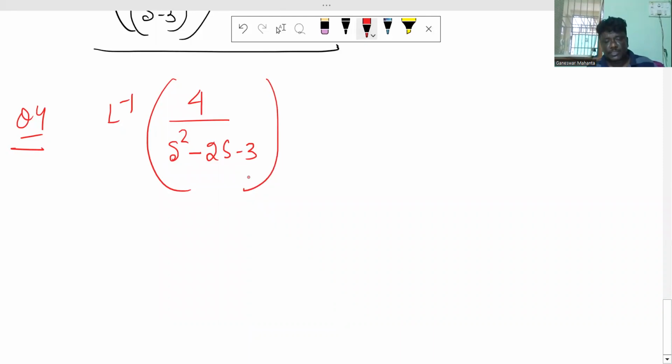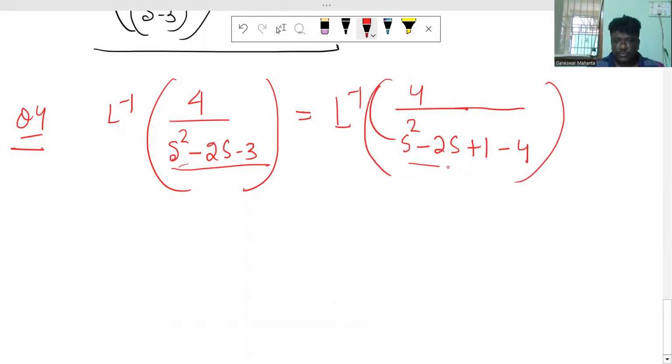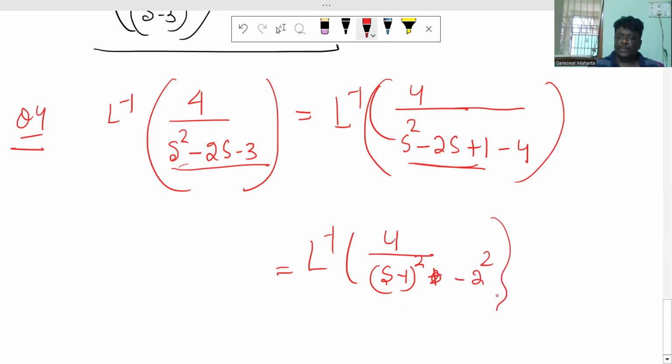So how do we compute this inverse? Now we will apply the shifting theorem. Something must be a whole square. So L inverse of 4 by s square minus 2s plus 1 minus 4, we write it like this. Then this becomes the formula of a minus 1 whole square. We adopt the squaring procedure here. So L inverse of 4 divided by s minus 1 whole square minus 2 square, this value comes.